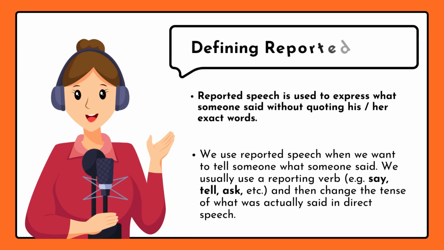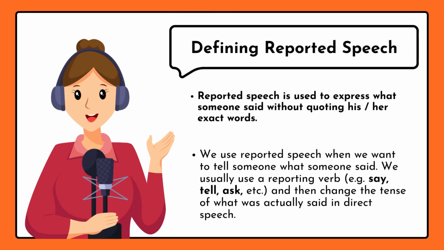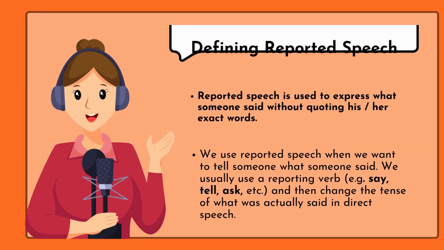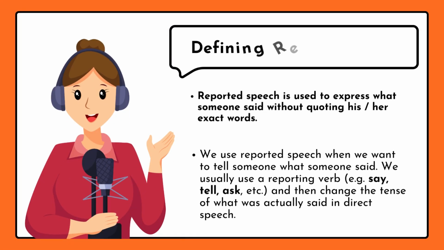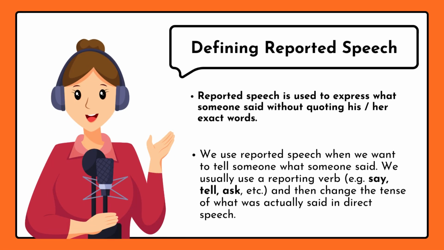Defining reported speech. Reported speech is used to express what someone said without quoting their exact words. We use reported speech when we want to tell someone what someone said. We usually use a reporting verb, e.g., say, tell, ask, etc., and then change the tense of what was actually said in direct speech.